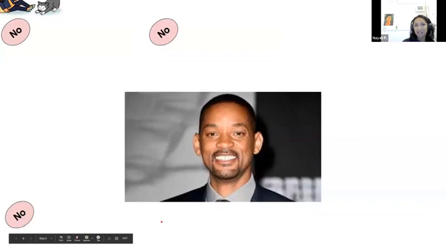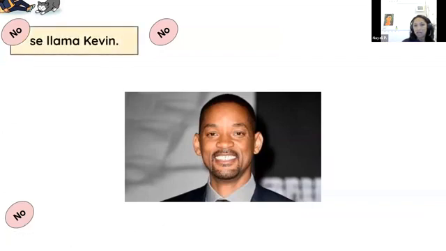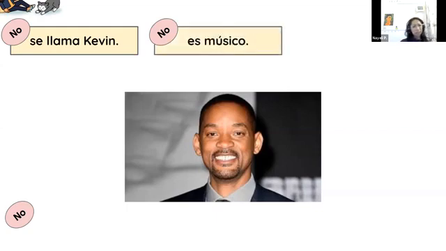Let's see. No se llama Kevin, se llama Will Smith. ¿Cómo se llama? Your turn. Se llama Will Smith. Sí, se llama Will Smith. No se llama Kevin. No es músico. He's not a musician. No es músico. ¿Se llama Kevin o se llama Will Smith?